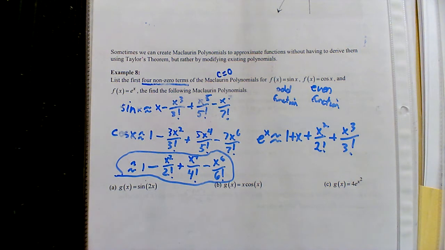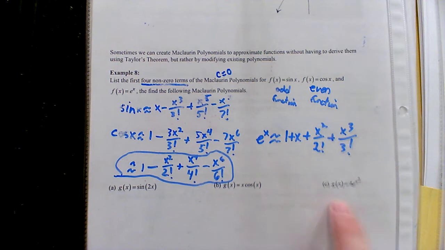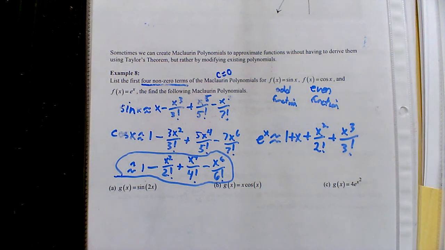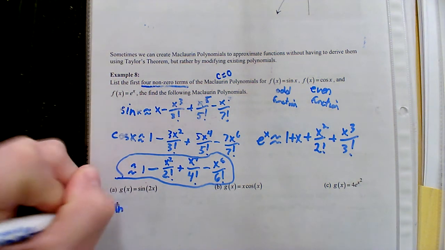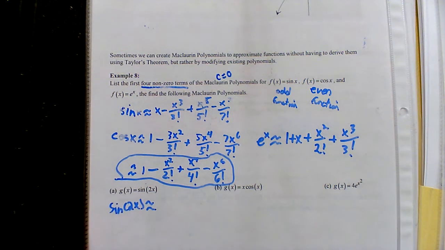Now the reason we found these is because we're going to use these, the base ones, the ones that we are supposed to have at least in our memory bank somewhere or can try to quickly remember, to find the approximation of the 3 at the bottom. So we're going to start with g of x. g of x is equal to sine of 2x. So we want to approximate sine of 2x. So how do you think we're going to use our original one to approximate sine of 2x?